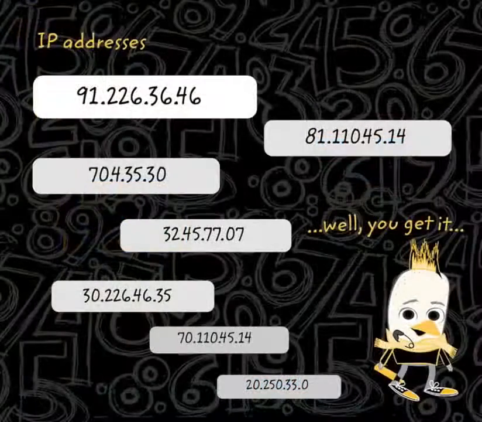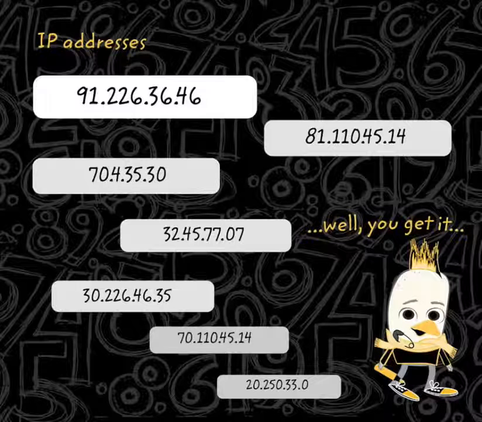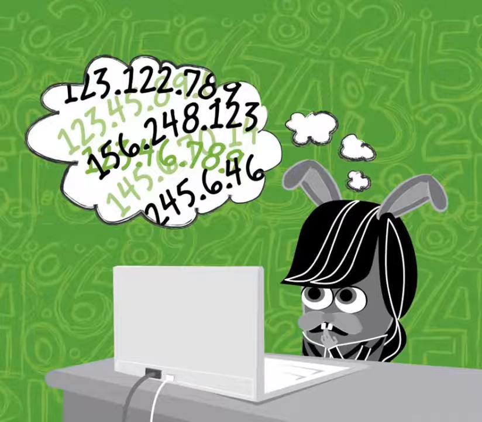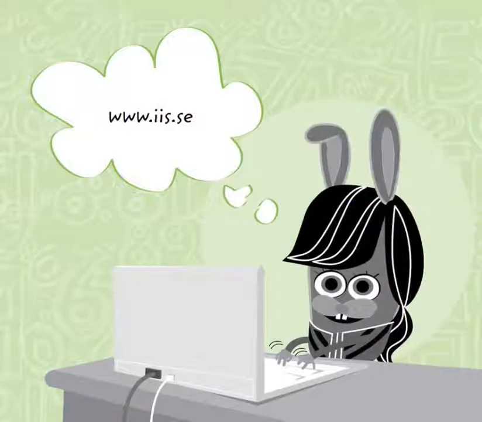Do you remember that computers on the internet talk with numbers and codes? Good. An address to a computer that is connected to the internet can look like this. The number addresses on the internet are called IP addresses. IP addresses are quite long. It can be 91.226.36.46. Well, you get it. Complicated, right? You can't read and remember so many numbers and points. That is why computers translate number addresses to letters. As people, we read and talk with words and letters, not with numbers.